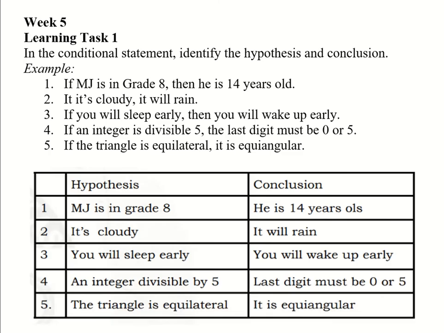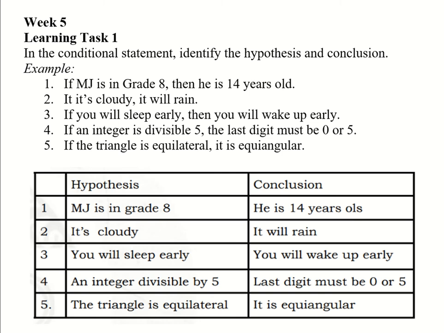For your learning task 1 in week 5, here is the given example. So let me explain the given example. Then after I explain the example, you're going to answer the do this part of the activity sheet. Learning task 1. In the conditional statement, identify the hypothesis and the conclusion. Example number 1. If MJ is in grade 8, then he is 14 years old.